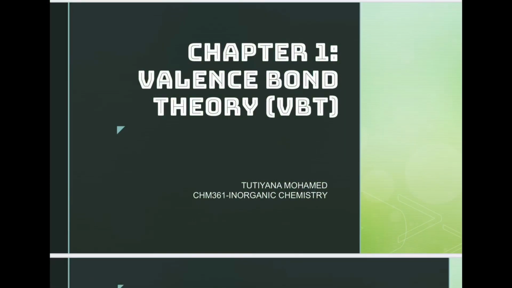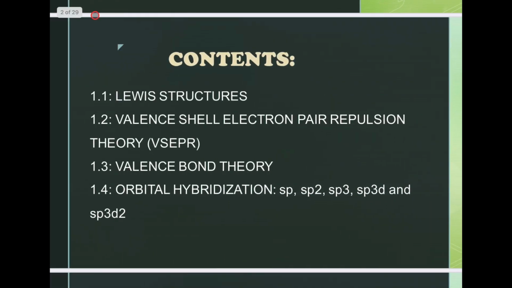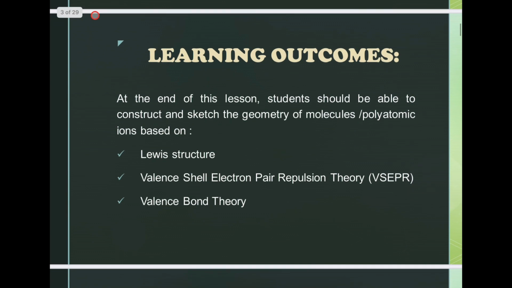Chapter 1: Valence Bond Theory (VBT). Contents: Lewis structures, valence shell electron pair repulsion theory (VSEPR), valence bond theory, and orbital hybridization. Learning outcomes: at the end of this lesson, students should be able to construct and sketch the geometry of molecules and polyatomic ions based on Lewis structure, valence shell electron pair repulsion theory (VSEPR), and valence bond theory.